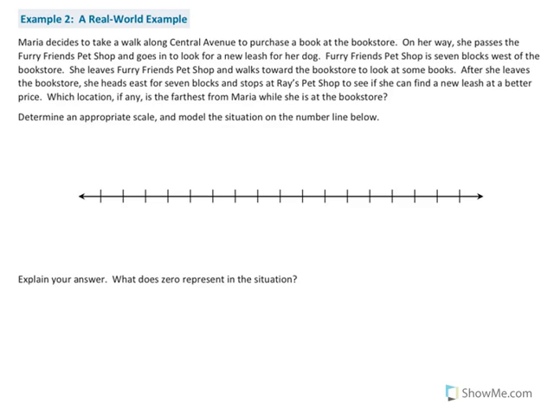Which location, if any, is the farthest for Maria while she is at the bookstore? And then the next sentence says, determine an appropriate scale and model the situation on the number line below. So that's how we're going to solve it.